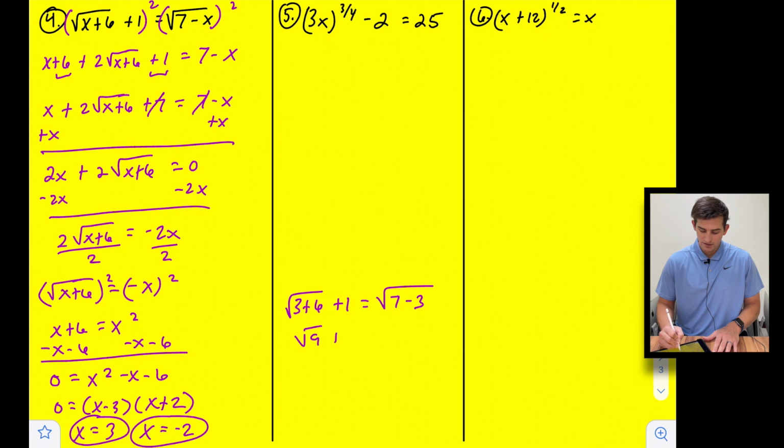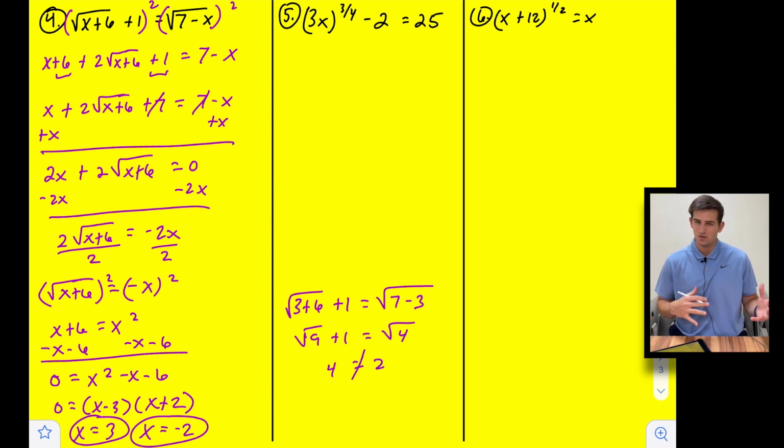So this is going to be the square root of 9 plus 1 equals the square root of 4. So the square root of 9 would be 3, 3 plus 1 would be 4, but the square root of 4 is 2. So that actually does not work for the original equation. So x equals 3 would be out.